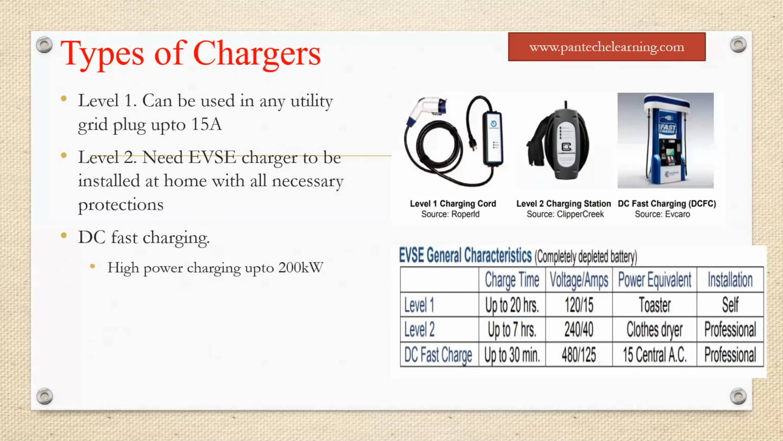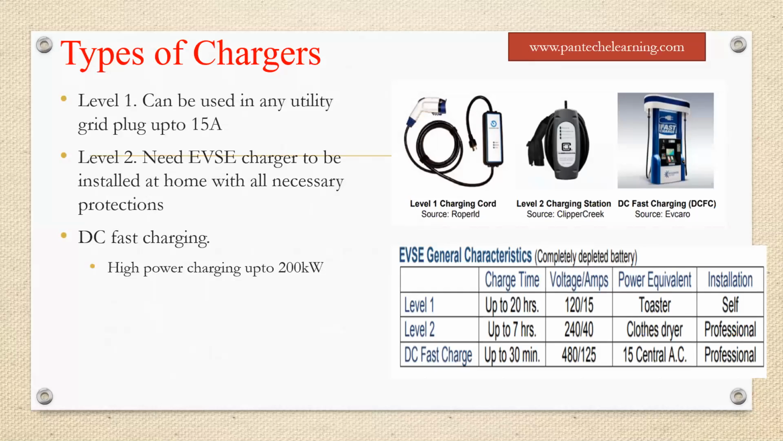You can see here the different types of chargers. The level 1, level 2 and level 3 charging stations are given here. Actually, how many amps do people give to a mobile battery? Either 2 amps or 3 amps only. But in the level 1 case, you can look at the types of charging codes here. This one is sourced from Roper ID, the level 2 charging station from Clipper Creek, and DC fast charging stations from EV Carol.